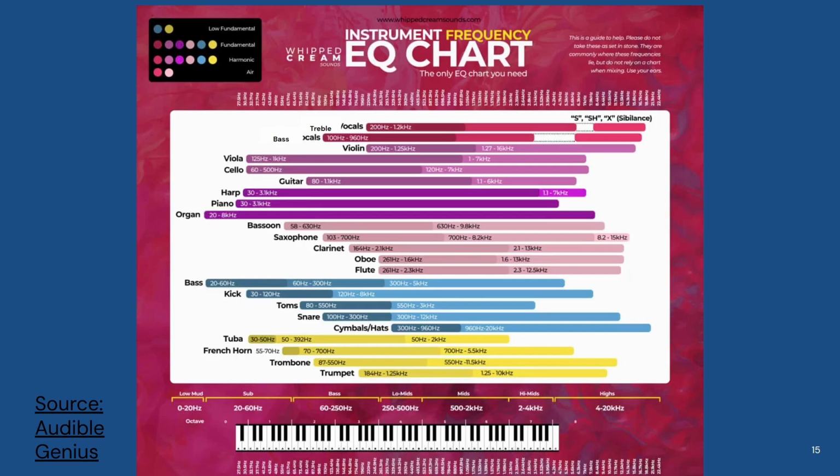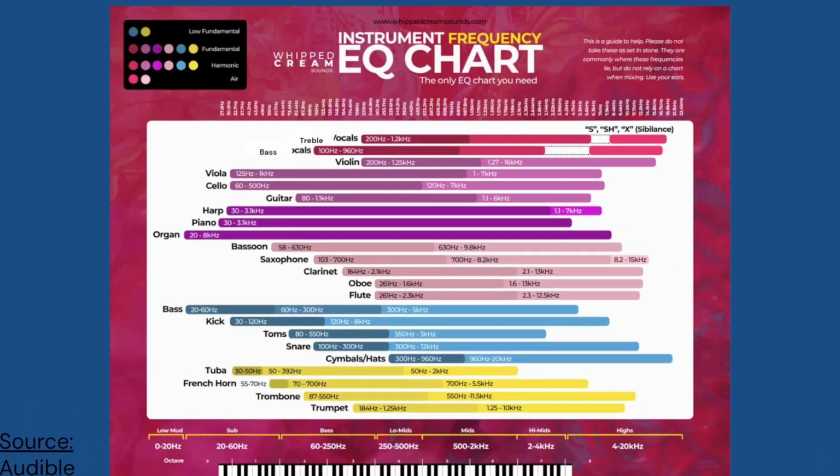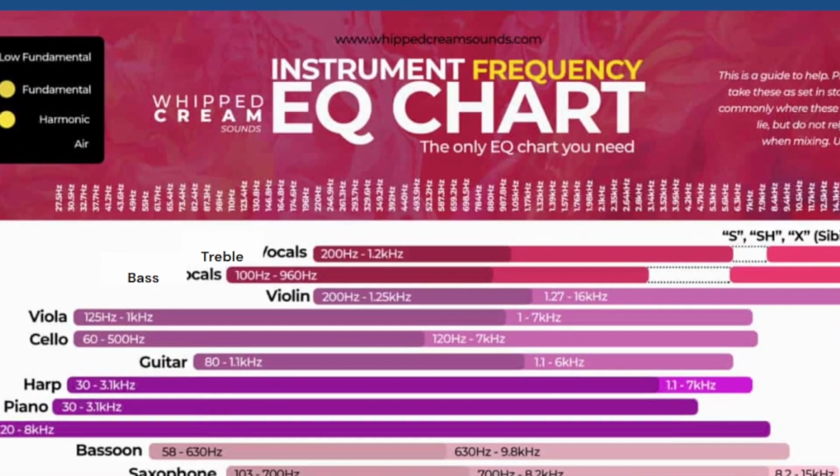This is a frequency chart of many of the most common Western classical music instruments, at least. You'll notice up at the top we have the treble vocals and bass vocals. The lower treble vocals start at 200 hertz. That means your vocal folds are vibrating against each other 200 times per second for your low notes. Up at the top of the range, 1.2 kilohertz, that means 1,200 times per second. This is how fast things go.